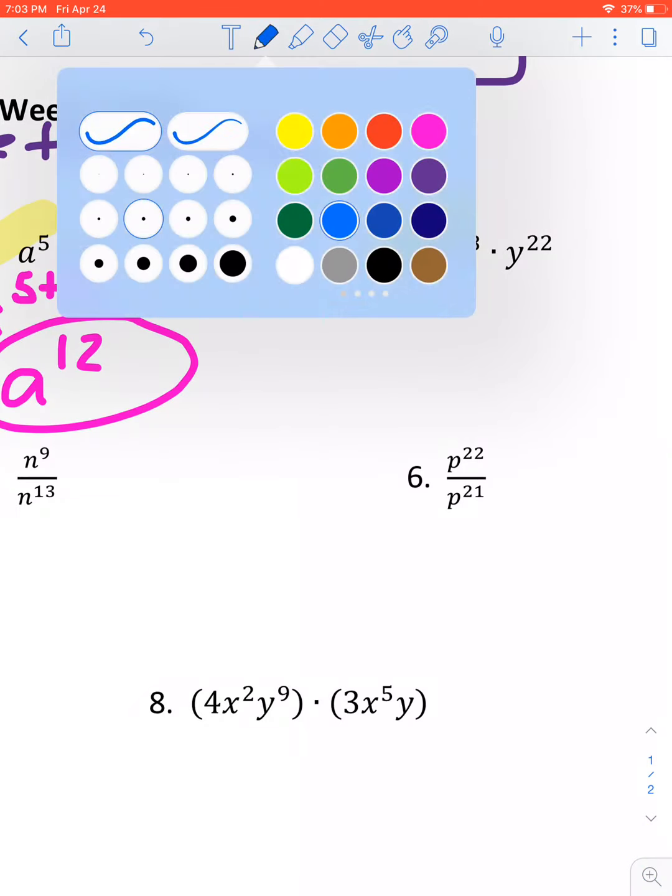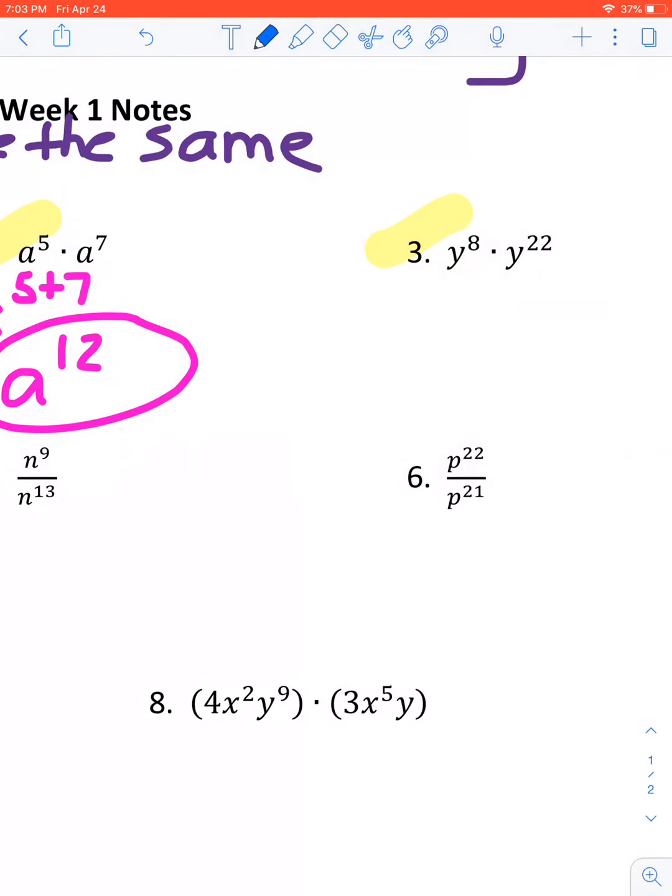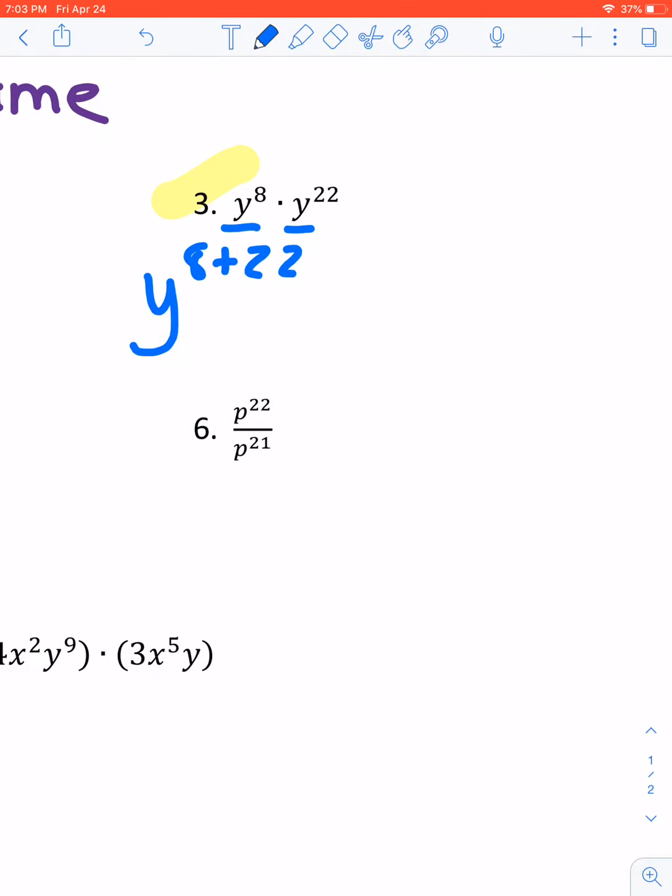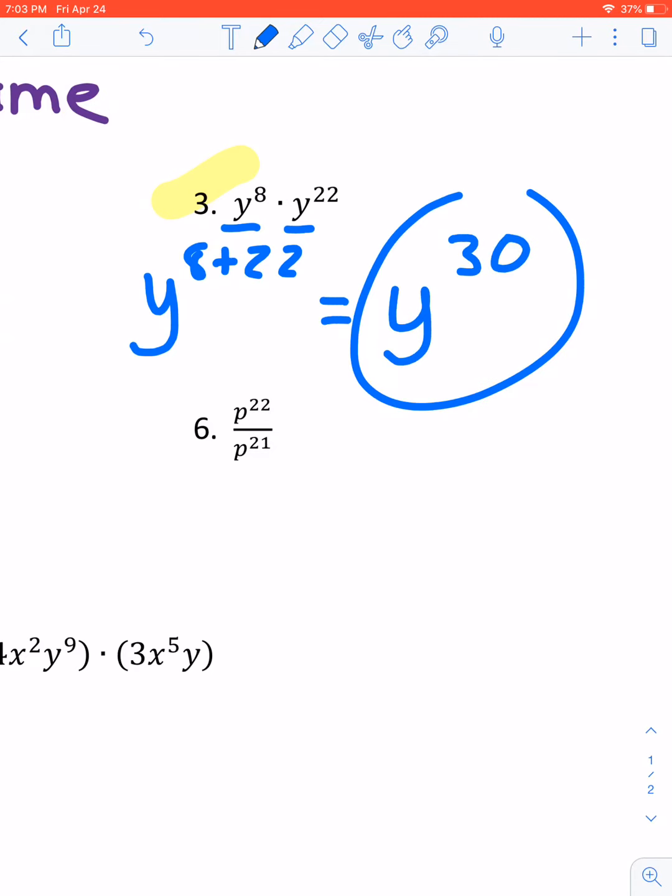And again, we're doing very short videos, just going very slow with exponent rules because it can get a little bit confusing. So I have y to the 8th times y to the 22nd. My variables are the same, so that means I'm multiplying, so I add exponents. So 8 plus 22 is 30. So my answer is y to the 30th.